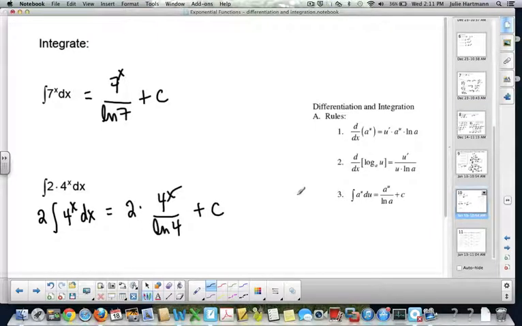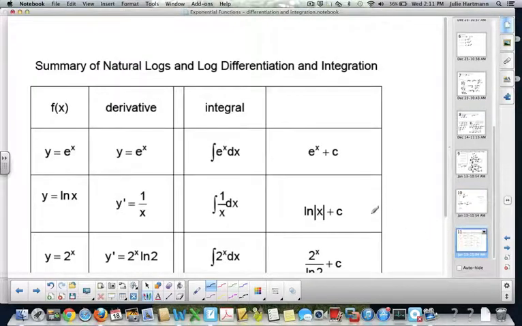Okay, so that's it. This right here is a table with all of your rules in it. Derivative, integral of each of them is here. Derivative is there. All right. This is what it equals. Okay. So there you go. That is derivatives and integrals of exponential functions with bases other than e.